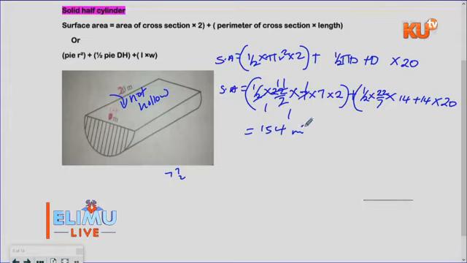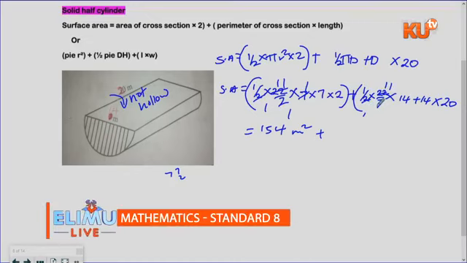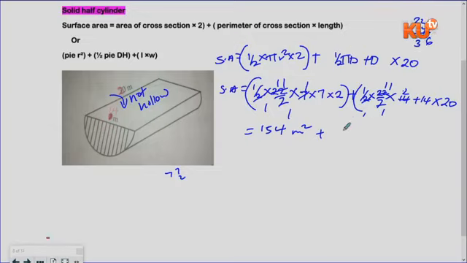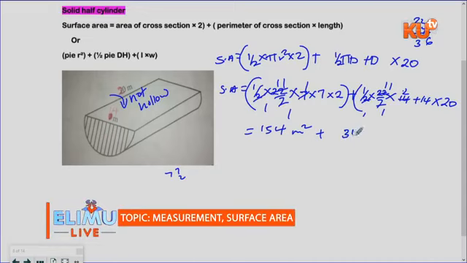So we have 154 meters squared. And then plus, 2 goes here 1, 2 goes here 11, 7 goes here 1, 7 goes here 2. So 22 plus 14. Remember, we are finding the perimeter. So that will give us 36. So now we have 36, then we multiply by 20. Remember, I've said here use the perimeter. So after finding the perimeter, you multiply by the length, which is 20. So we have 154 plus 36 times 20.